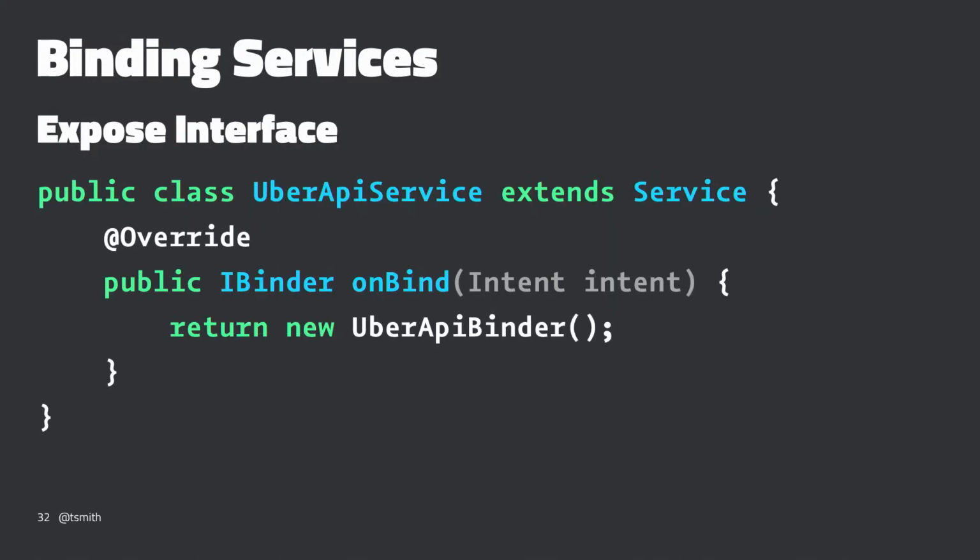Next, we're going to create a service that, on binding, returns the API binder that we defined. Now, you only get one chance to return this, so if it's not ready and you return null, that's going to be cached, and that's going to be problematic if they try to bind again.